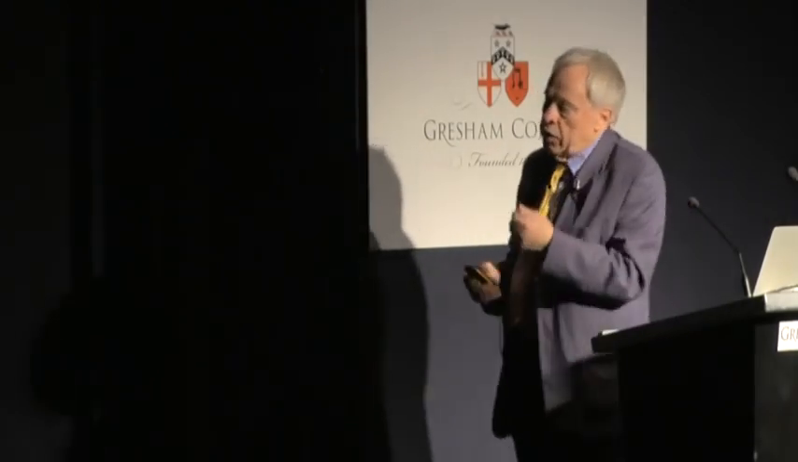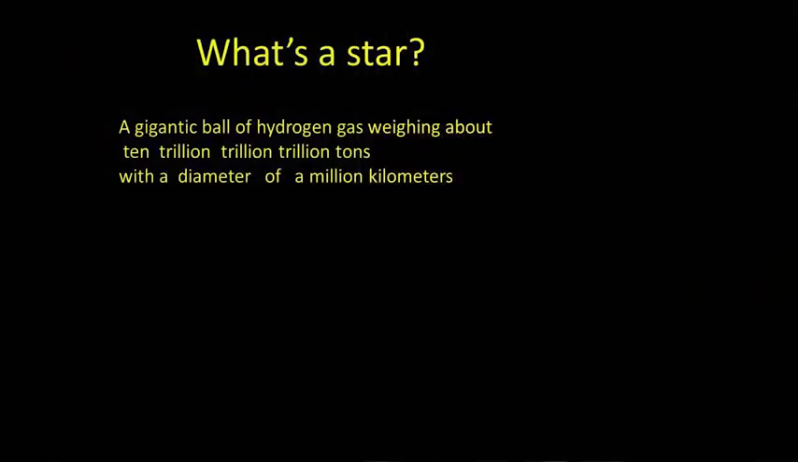So basically, it's just a gigantic ball of hydrogen gas. Here's the weight of our sun, roughly 10 trillion tons. Its diameter, about 1 million kilometers. So that's what we measure for the sun, 96 million miles away. And why does it stay there? Well, the sun is balanced, okay?